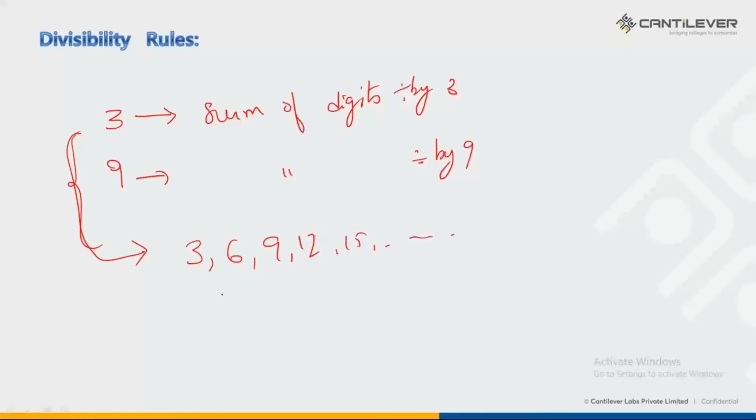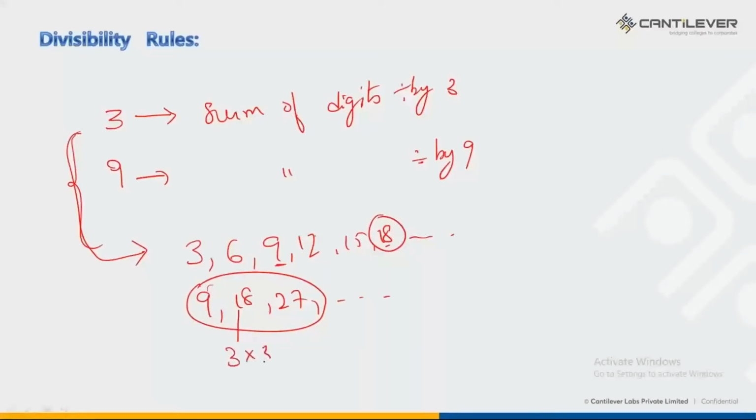In the 9 table, if you read it, 9, 18, 27, and so on, all the numbers that go in the 9 table will get cancelled in the 3 table. Why? Because 9 means you are having a 3 in it. One 3 is present, right? So it will cancel in the 3 table. But all the numbers that go in the 3 table will not go in the 9 table.